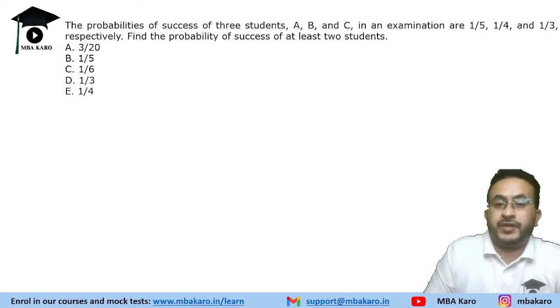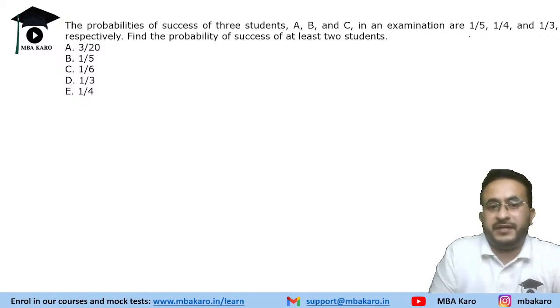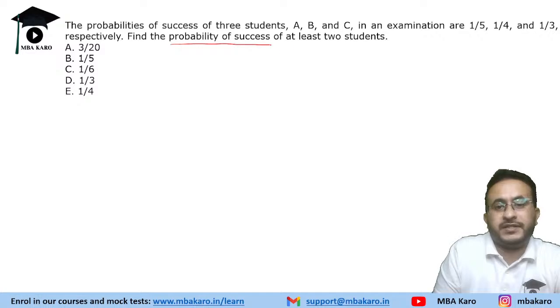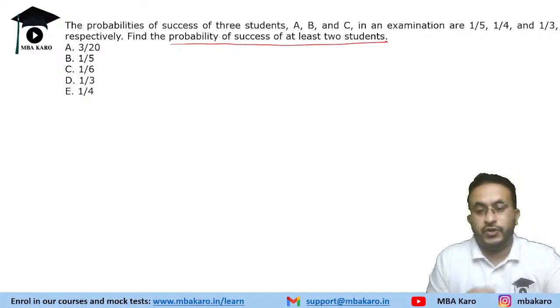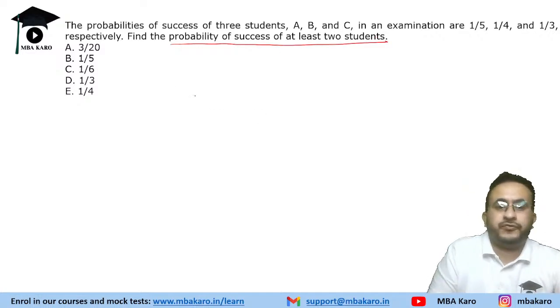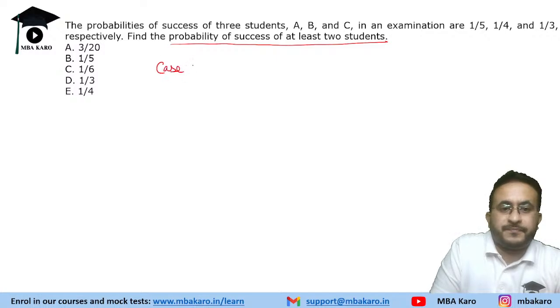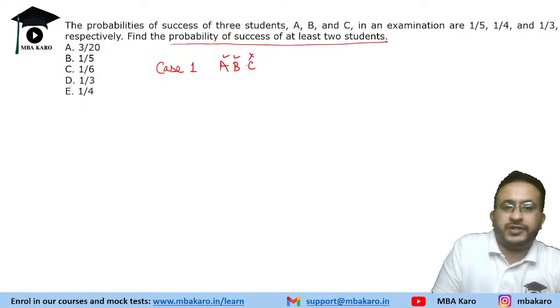So there are three students A, B, and C. We need to find the probability of success of at least two students. So what are the different cases? The first case will be A and B are successful, C is not successful.